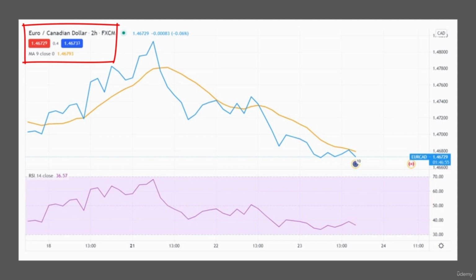Then you see your prices. In the red is the sell price, and the blue is the buy price, and then that's your spread. You can see that middle number there at 0.4, that happens to be the pips, but you could look at the two different numbers and see that's the pip difference. But really what we're going to look at with technical analysis is the chart itself.